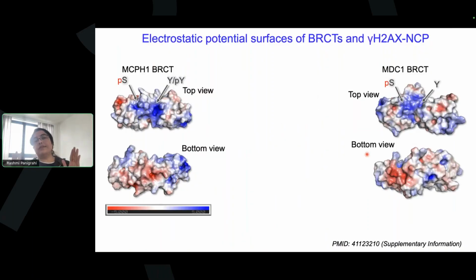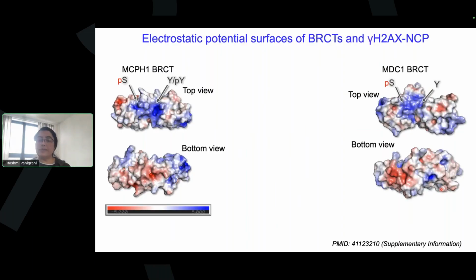Now, we tried to think about this in another way. So we looked at the electrostatic potential surface map for the BRCTs. Here is for the BRCT of MCPH1, and this is for MDC1. Now, the phosphoserine and the tyrosine binding pockets are shown here, and they are positively charged in both cases. But when we flip the other side of the BRCT, that is the non-phosphoserine binding site, we do not see an extensive positively charged patch either in MCPH1 or in MDC1.